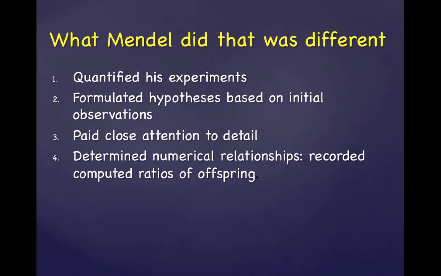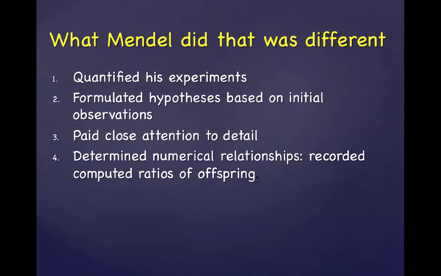Up until this point, there were plenty of scientists trying to study how traits were passed from one generation to the next. But Mendel did something a little bit different that helped him make really prominent conclusions about his work. First of all, he quantified his experiments. That means he didn't just run an experiment once, he ran it many, many times.